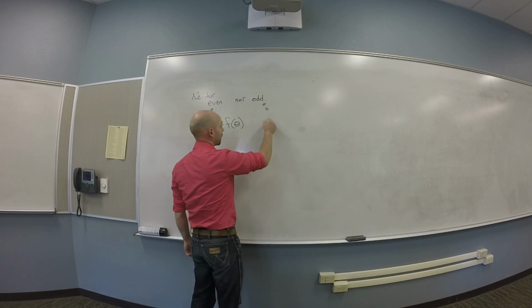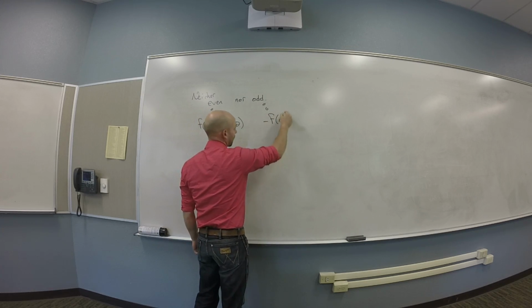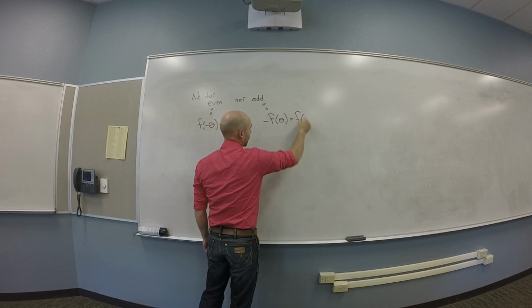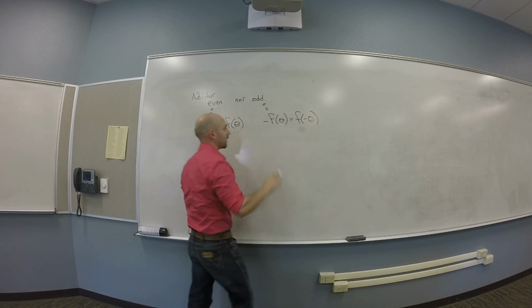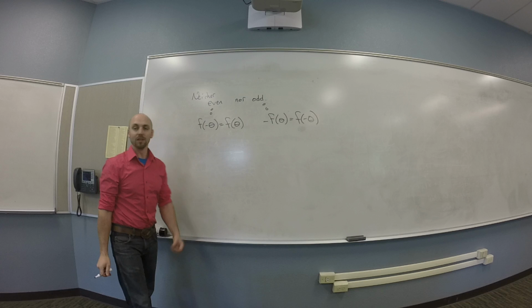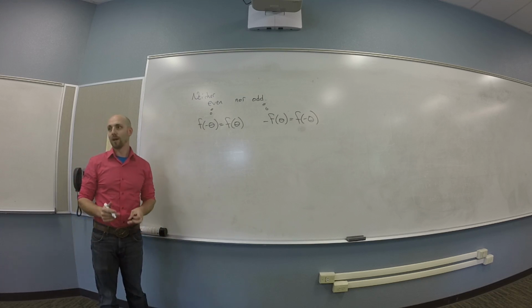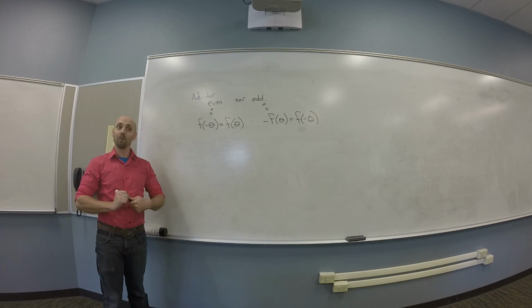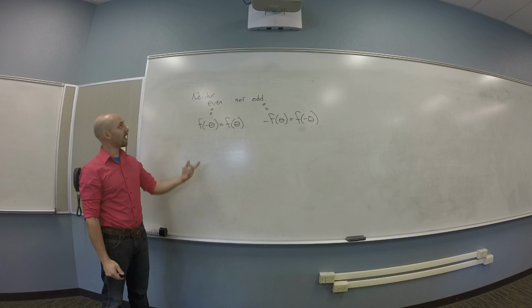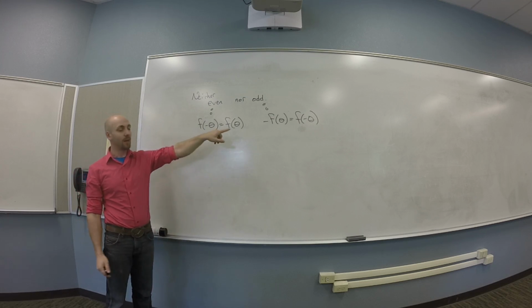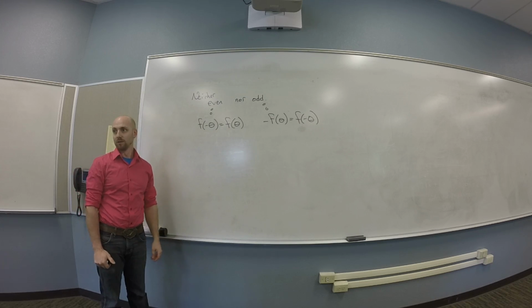Okay, odd. Minus f of theta equals f of negative theta. And again, I'd probably think about this one the other way, so that they both start with doing f of minus theta and then you wonder what you get. So to get neither even nor odd, I can't have either of these things be true.